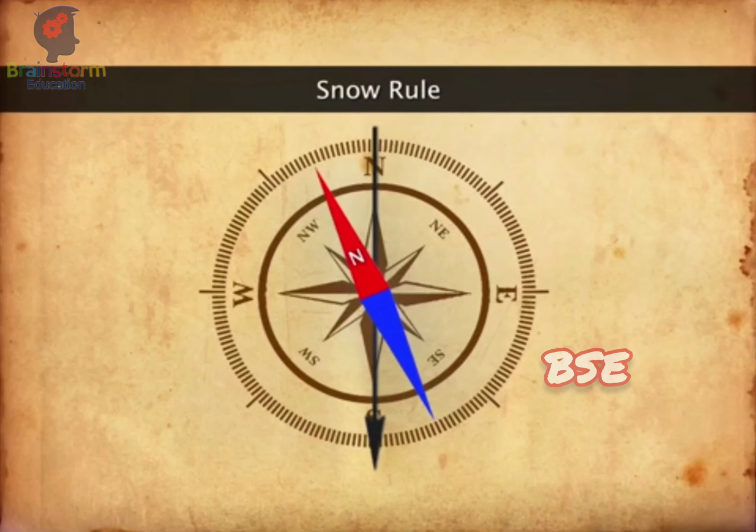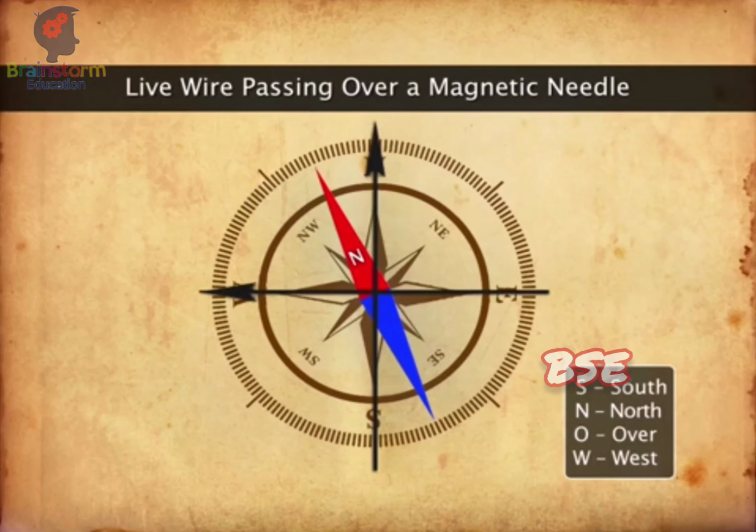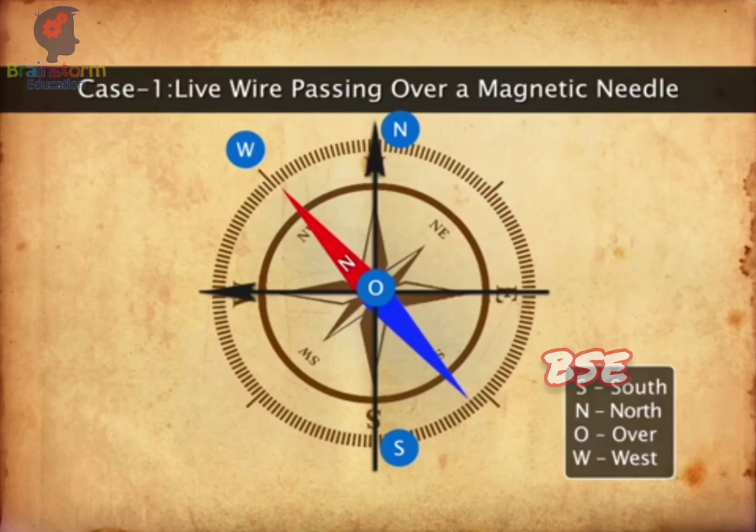The snow rule helps us to remember the direction of the magnetic field produced by an electric current. Snow, S and N, represent the direction of current, south to north. O represents the location of the current-carrying conductor over the magnetic needle. W represents the deflection of the magnetic needle towards the west.